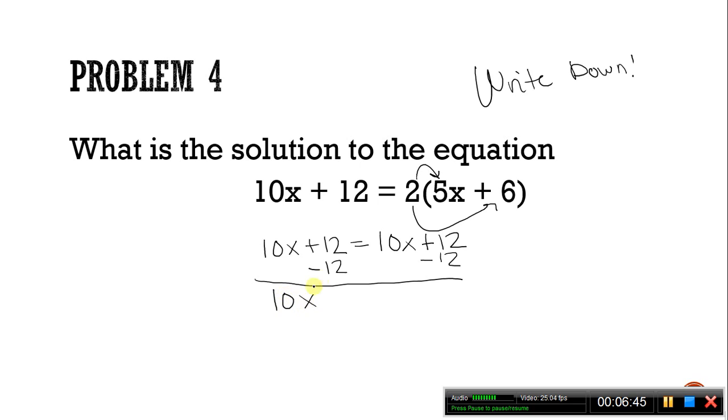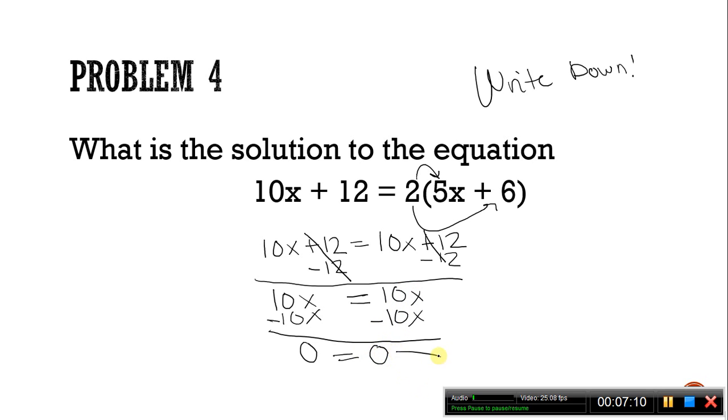So I get 10x, my 12's cancel, 10x. Oh, look, my 12's cancel again. Now, x is to one side. So I'm going to subtract 10x from both sides. So if I had 10x's, I'm going to take away 10x's. Looks like I got 0 over here. 10x minus 10x. What is that about? What do you think?